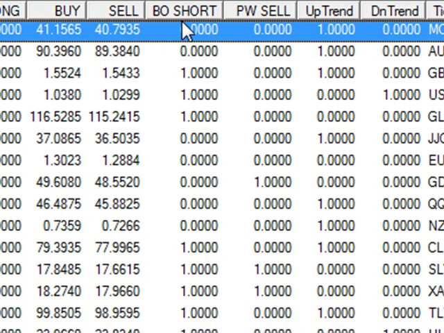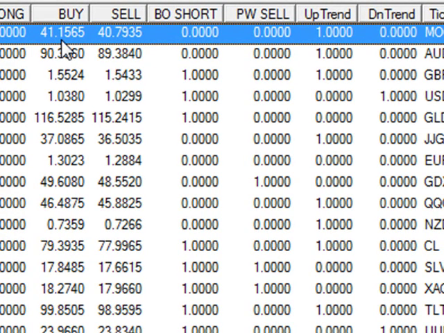On this column here, this is the breakout intraday short. If this is a short entry, it'll have a 1 populated here. If not, it'll be 0. Likewise, if there's a pulse wave short on this one, it'll have a 1. If not, it's a 0. And then the next two columns, uptrend and downtrend. If this particular security is in a bona fide uptrend, it's going to have a 1. If not, it'll be 0. Downtrend, same thing.